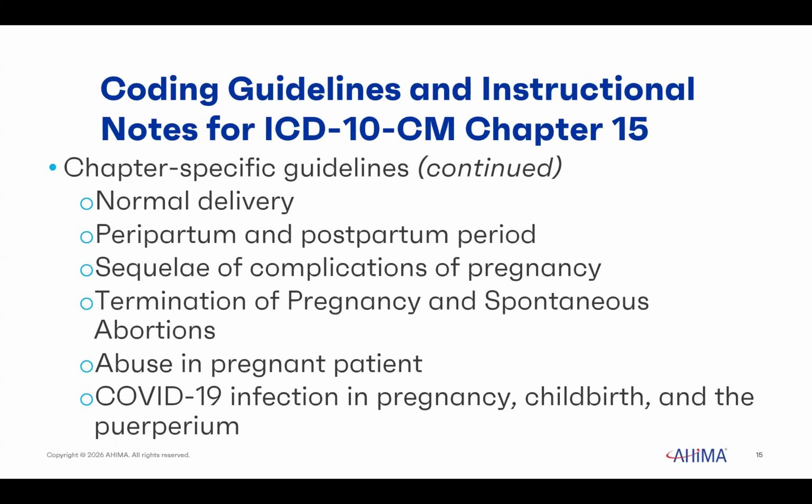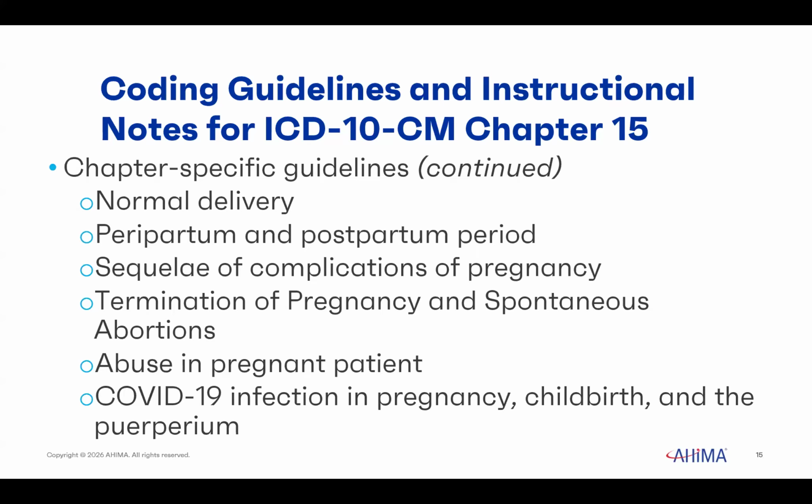And again, some more. We use certain codes for normal delivery and only for normal delivery. We have codes specifically for peripartum and postpartum periods. We have codes for sequela of complications of pregnancy and termination of pregnancy, spontaneous abortion, and now, of course, something fairly new. We have COVID-19 infection in pregnancy, childbirth, and the postpartum.